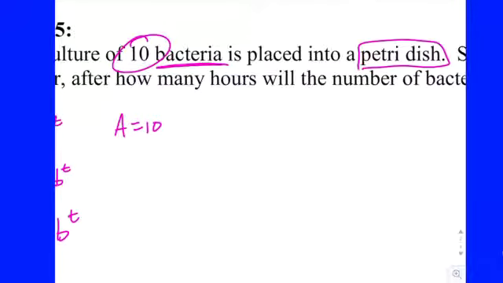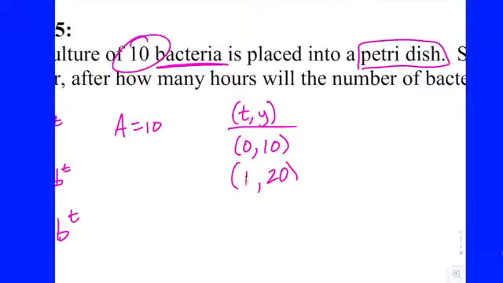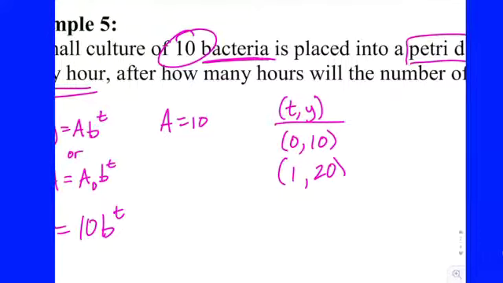We are given the rule by which it reproduces. So we can actually make ordered pairs if we need them. 0, 10, right? We know that. And if it doubles, so from 10 it goes to 20 every single hour, that would be 1 hour later, 240, so on and so forth. We only need to make one extra ordered pair.